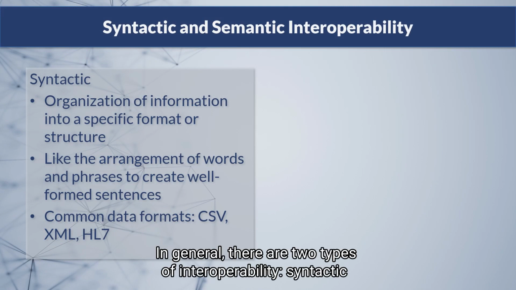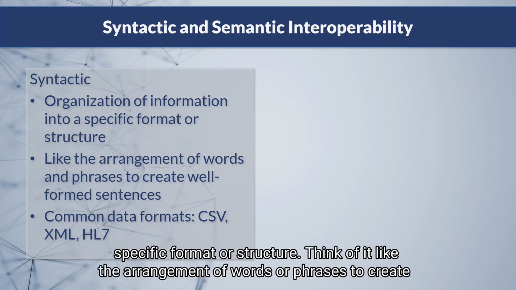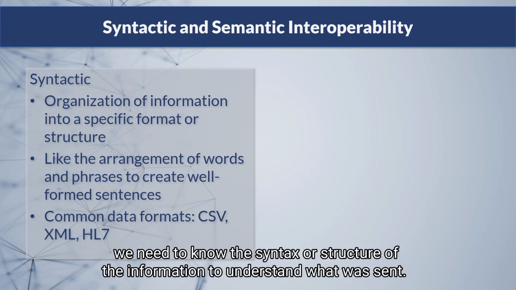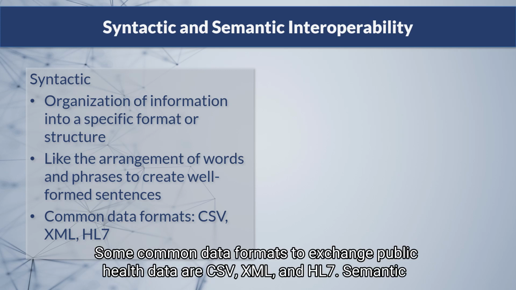In general, there are two types of interoperability, syntactic and semantic. Syntactic interoperability is the organization of information into a specific format or structure. Think of it like the arrangement of words or phrases to create well-formed sentences in a language. Once we transport information from one system to another, we need to know the syntax or structure of the information to understand what was sent. Some common data formats to exchange public health data are CSV, XML, and HL7.